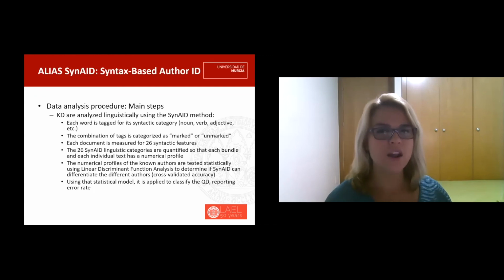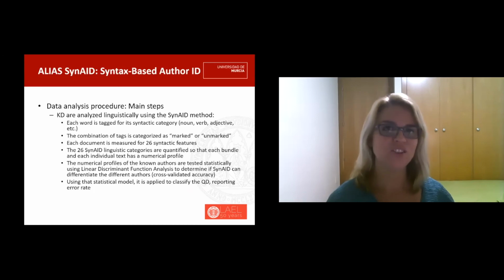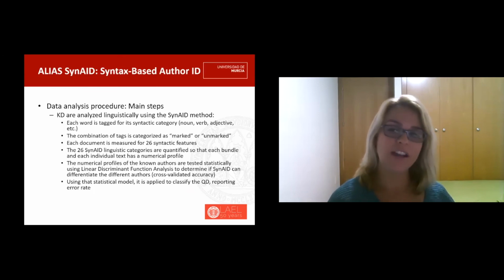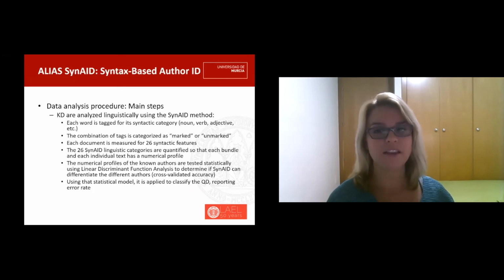The numerical profiles of the known authors are tested statistically using linear discriminant function analysis to determine if ATT can differentiate the different authors in a cross-validated accuracy. Then, using that statistical model, it is applied to classify the questioned documents, reporting the error rate, as we've said before. Once again, you can see the benefits of applying statistical techniques in corpus-driven analysis, as highlighted by our wonderful host today in their 2019 volume on multidimensional analysis, co-edited by Murcia. So far in this presentation, we've seen some examples of logistic regression and machine learning techniques, and now the preferred statistical technique in ALIAS ATT is linear discriminant function analysis, by the way, using IBM SPSS.